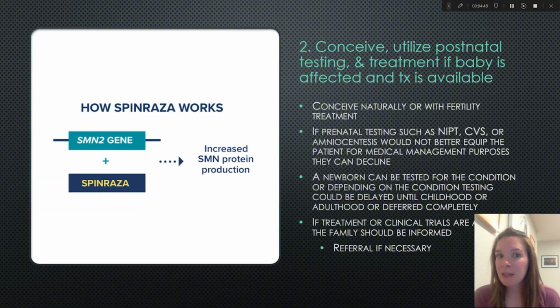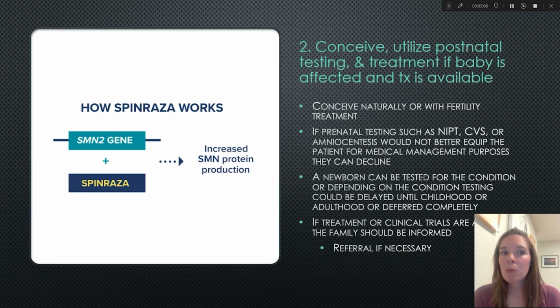Okay, option 2, conceive, whether that be naturally or utilizing ART, and use postnatal testing and treatment if the baby is affected and treatment is available. Now for SMA, I believe about 7 years ago, treatment called Spinraza became available that can significantly improve outcomes of individuals who are affected with SMA.